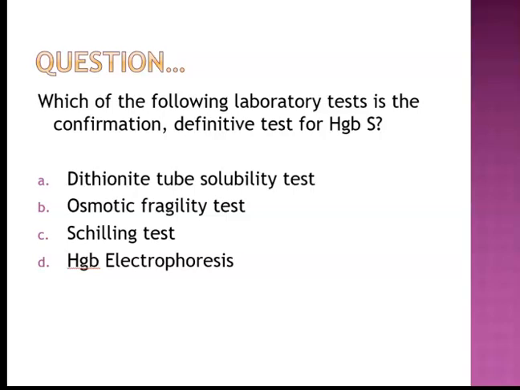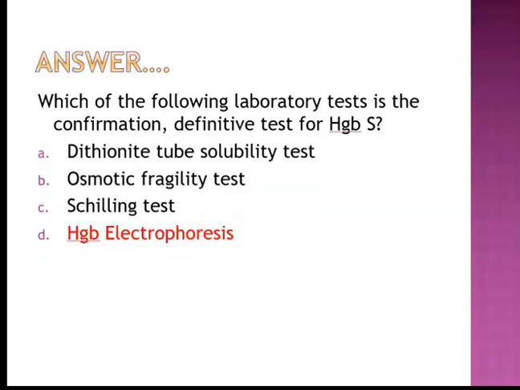Okay, let's do another trivia question. Which of the following laboratory tests is the confirmation or the definitive test for hemoglobin S? Is it the dithionite tube test, the osmotic fragility test, the Schilling test, or the hemoglobin electrophoresis? Pause it before you go on and try to answer it on your own. The answer is D, the hemoglobin electrophoresis.